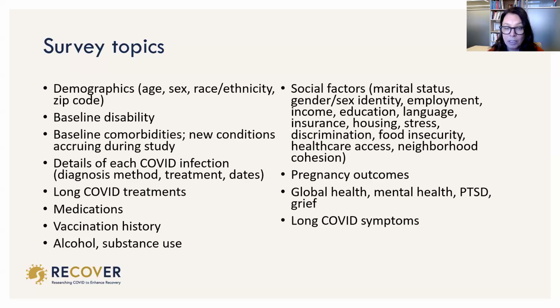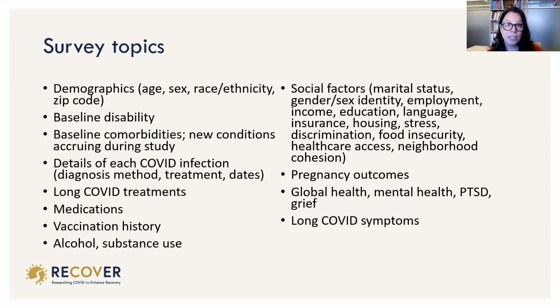We ask about alcohol and other substance use. We ask a large number of questions about social factors, some only on enrollment and some every 3 months. We ask about marital status, gender and sexual identity, employment status, income, education, language, insurance, all kinds of other questions about the environment in which they are living. For those who have had a pregnancy at any time during the study, whether it was during COVID or not, we ask about the outcomes of that pregnancy.